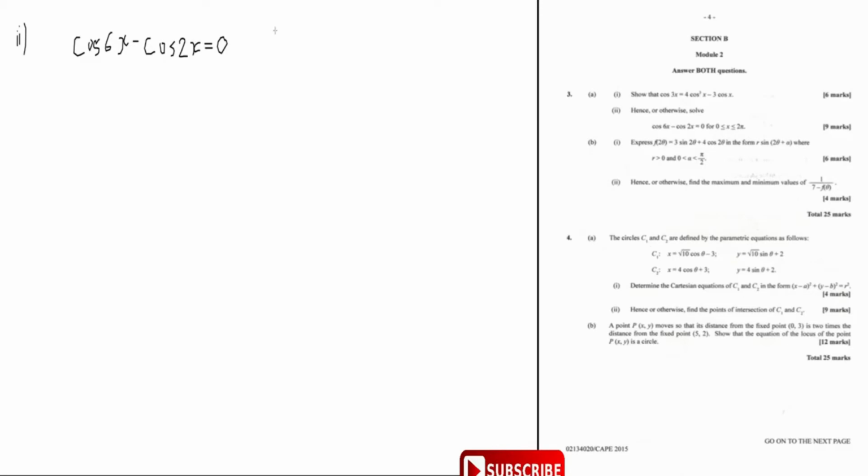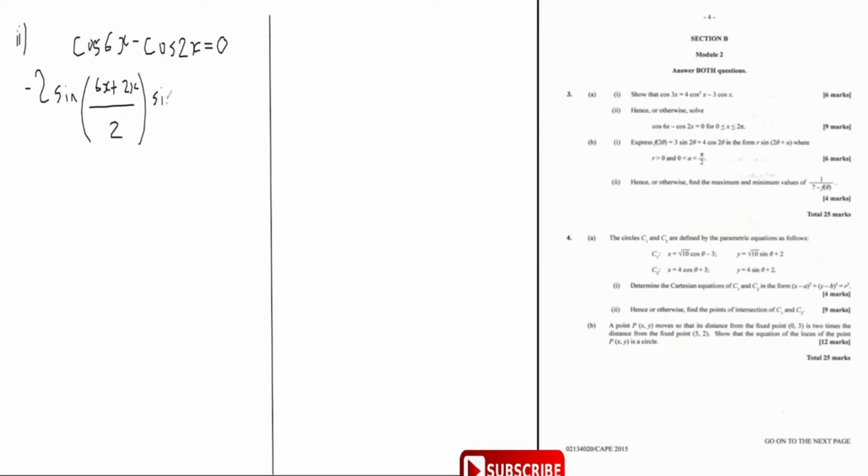The route I want to go is this route, where I'm going to use that the difference of two cos is given by minus twice the sine of half the sum, so it's minus 2 sine of half the sum, which is 6x plus 2x divided by 2, times the sine of half the difference. Half the difference is 6x minus 2x over 2. And that is, of course, equal to 0.